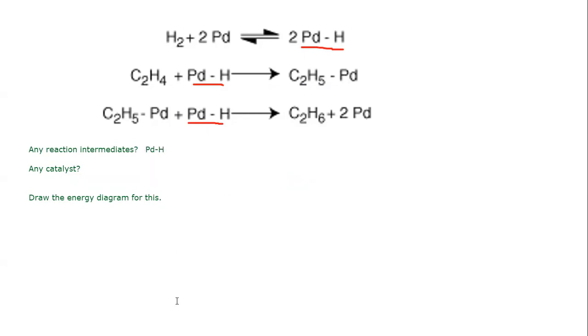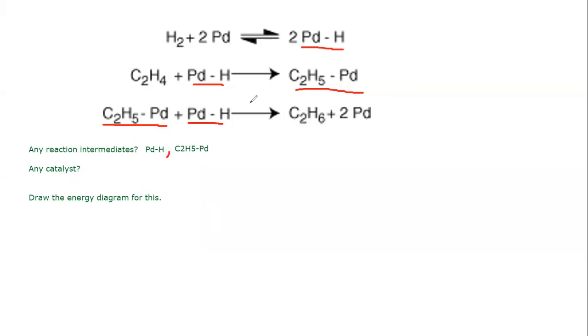Now we go to step two. In step two, we take C2H4 reacted with PdH, we get this C2H5Pd. Now, this C2H5Pd is produced in step two, and then it gets consumed in step three. So since it gets produced and consumed, it's a reaction intermediate. So in this example, we have two reaction intermediates, and then we get our products. So there are two reaction intermediates in this reaction mechanism.